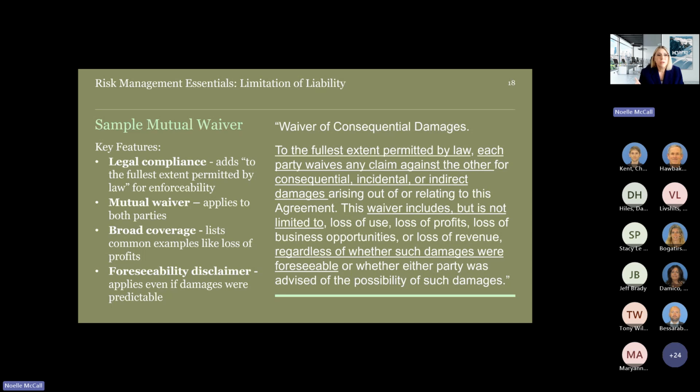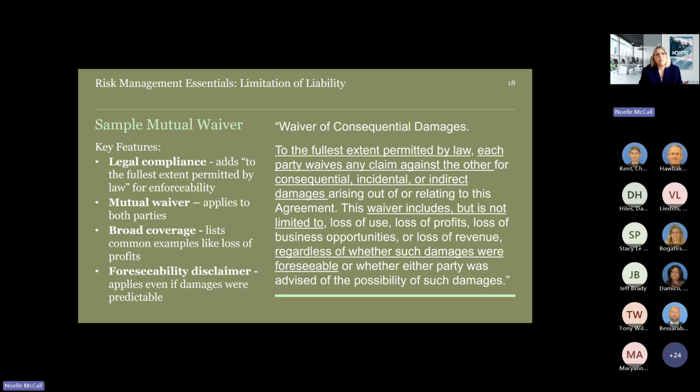One is the wording "to the fullest extent permitted by law." That's included for enforceability. This is a form of what I would call, the legal term is a savings clause. So it allows the clause to apply to the fullest extent allowed by law. Mutual waiver. The way this is written, where one party agrees to waive against the other, this waiver is applicable to both parties, so it's mutual.